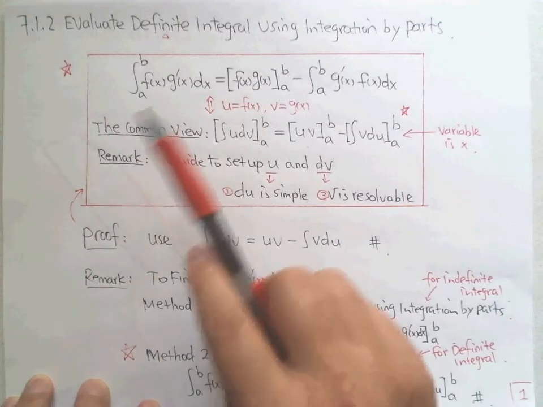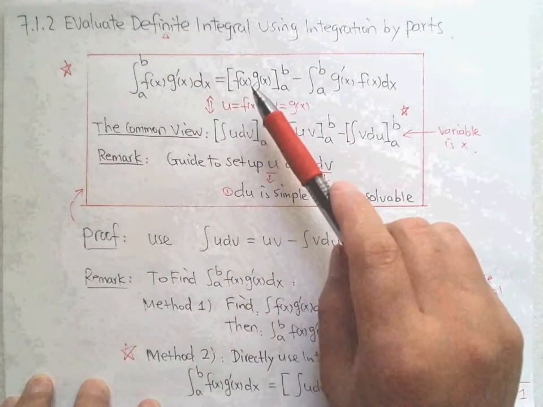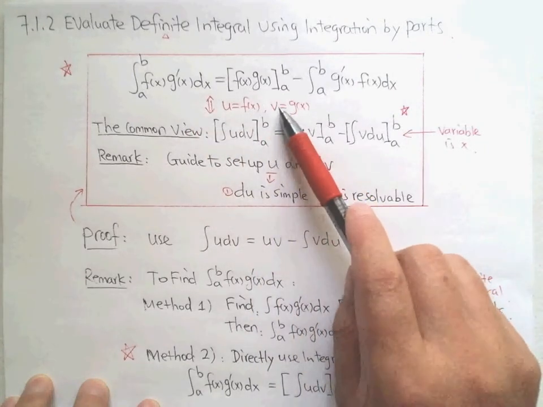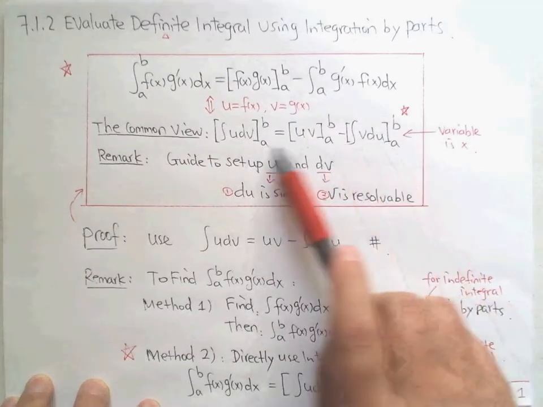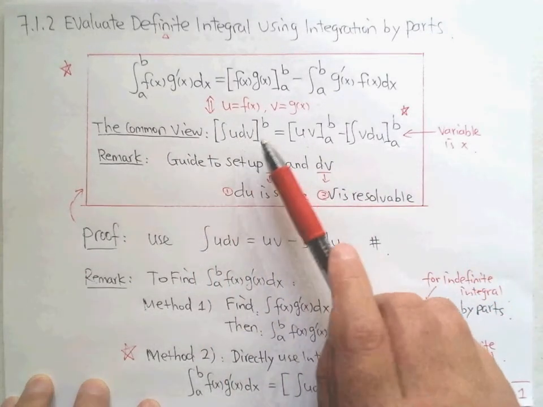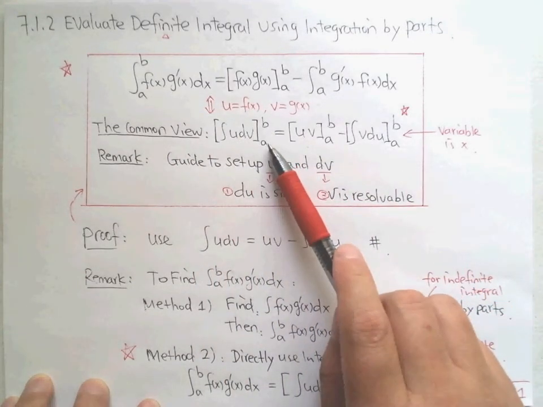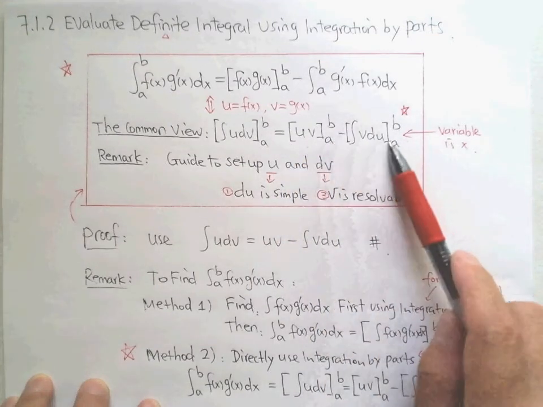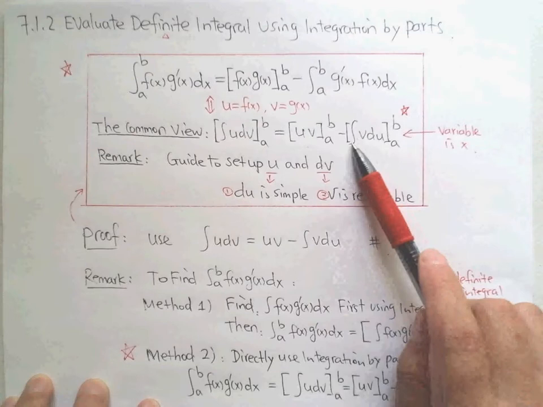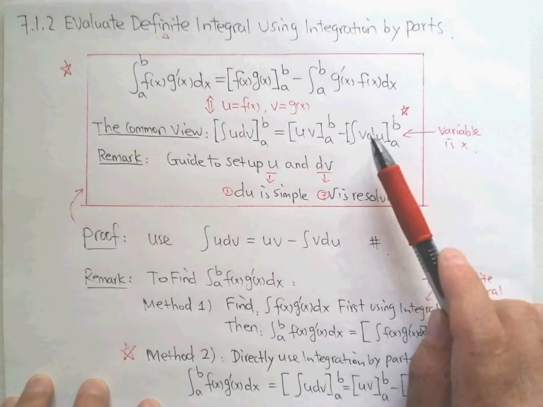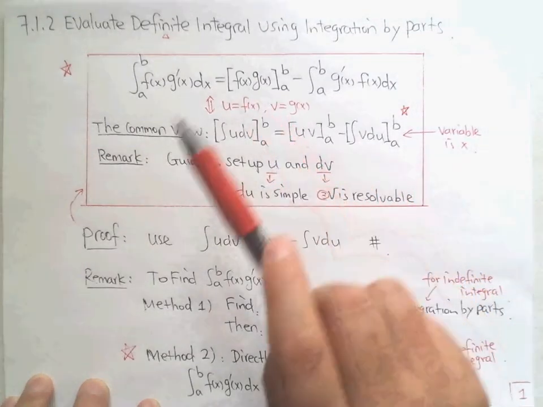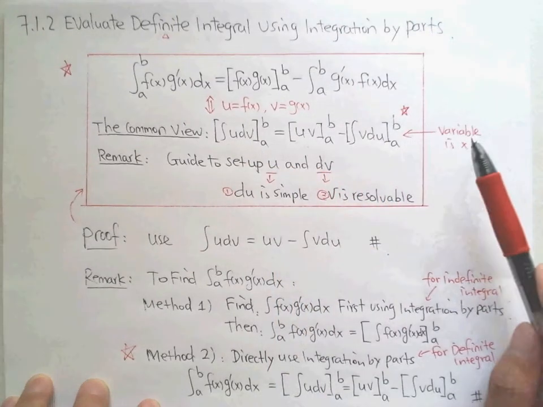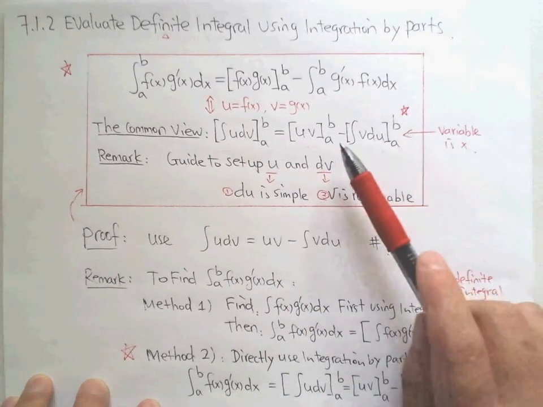And also the same if we set u is f and v is g, then you can see this form is the common view, right? It's also similar, and the only difference is the limits a, b. But keep in mind, because u is a function and v is a function, with x as the variable, in this formula the variable is only x. This a, b is for x.